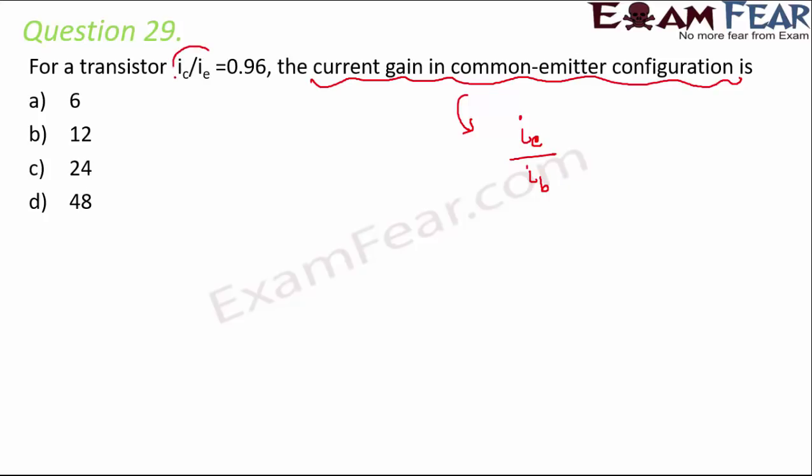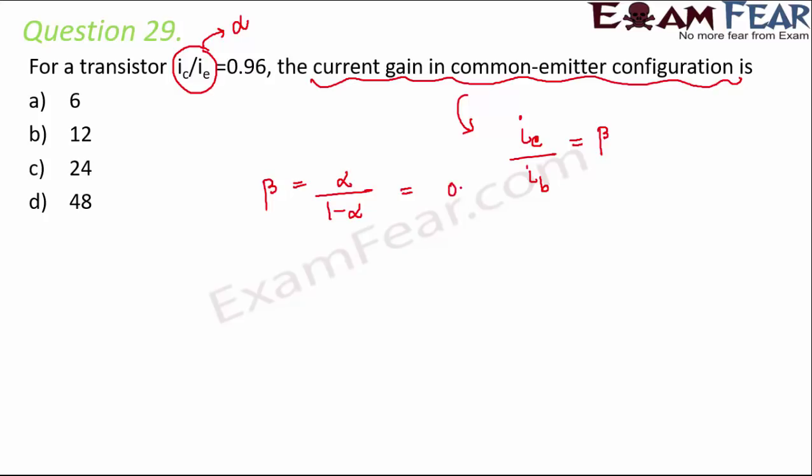And what is IC by IE? This is current gain for common base configuration, because in common base configuration the input current would be IE, that is emitter current. So how do we represent these two? So we know that IC by IB, which is current gain in common emitter configuration, is represented by beta, and the current gain in common base configuration is represented by alpha. Now, if you remember the relationship between alpha and beta, it is beta is equal to alpha divided by 1 minus alpha. So it's pretty simple.